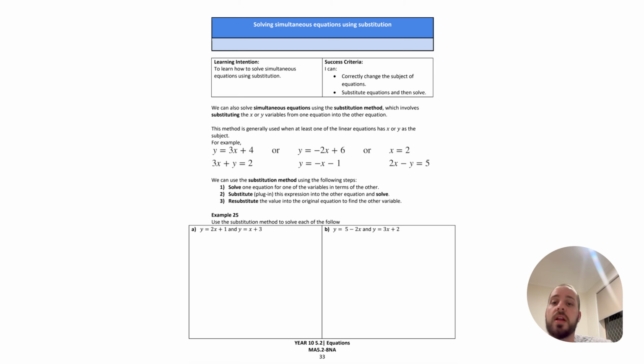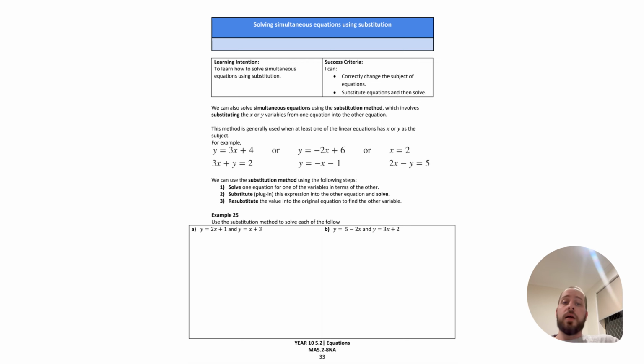We've done step 2. Now we need to resubstitute the value of x back into one of the equations. If we look at the right-hand side equation, it says y equals x plus 3. We know that x equals 2, so y equals 2 plus 3, and therefore y equals 5. And if we do it on the left-hand side, just to double check our answer, we've got y equals 2 times 2 plus 1. 2 times 2 is 4, plus 1 is 5, and y equals 5. So therefore, x equals 2 and y equals 5.